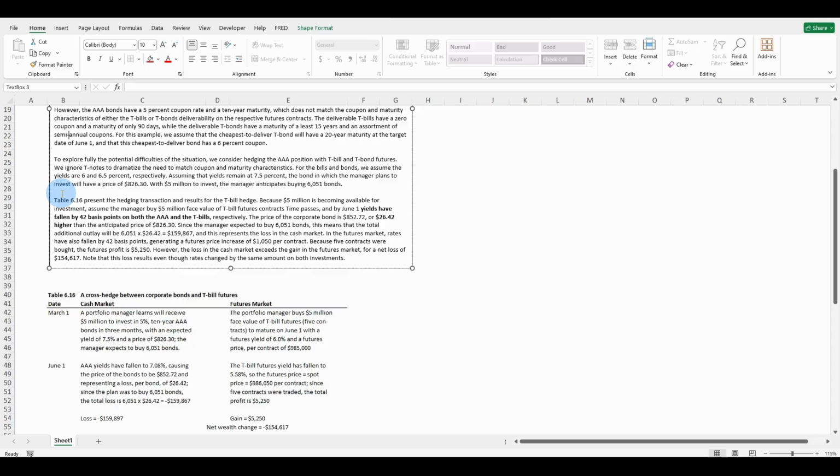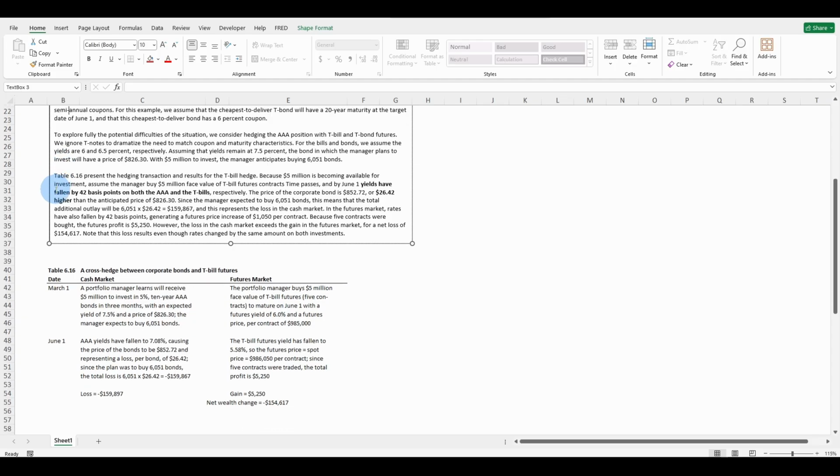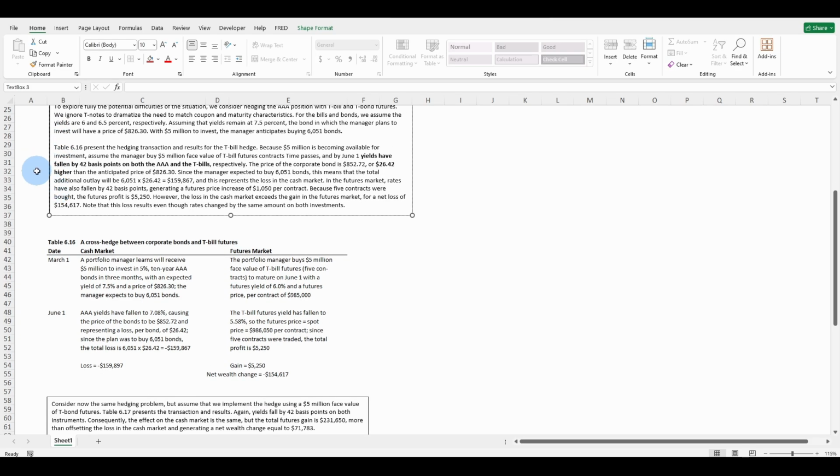Assuming that yields remain at 7.5%, the bond in which the manager plans to invest will have a price of $826. With $5 million to invest, the manager anticipates buying 6,051 bonds. Table 6.16 presents the hedging transaction and the results for the T-bill hedge. Because $5 million is becoming available for investment, assume the manager buys $5 million face value of T-bill futures contracts. Time passes, and by June 1st, yields have fallen by 42 basis points on both AAA bonds and T-bills, respectively.